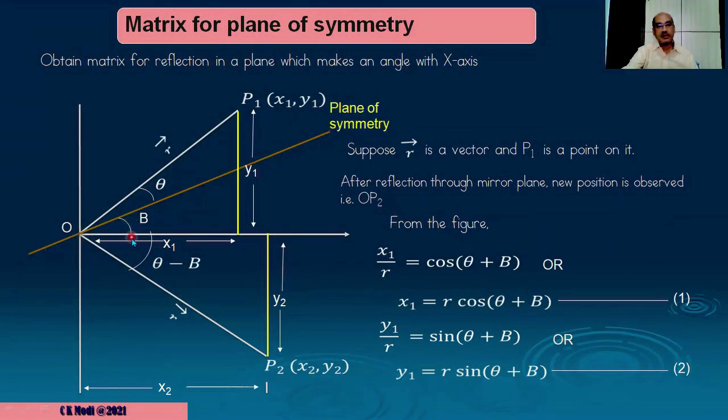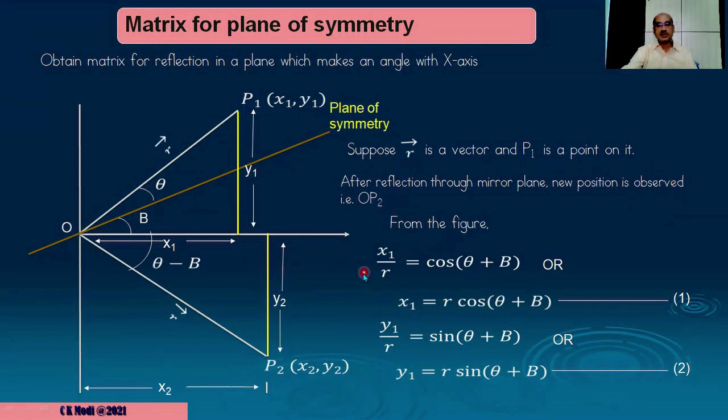Okay, you have to keep it like this. So the angle with the x-axis is considered to be b. Now suppose r is a vector and point P1 is a point on it. After reflection through the mirror plane, where will its reflection be? The point P1 changes to point P2. So its reflection will be found here, with its final coordinates x2 and y2.